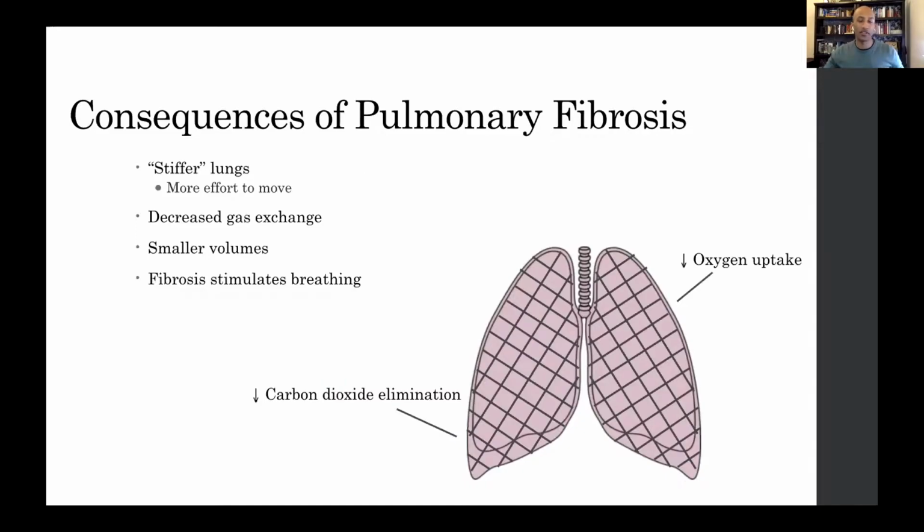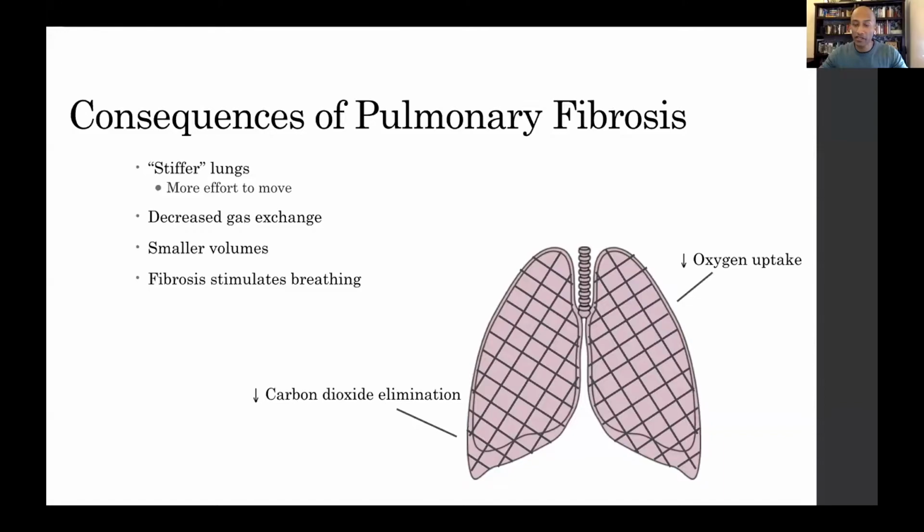So the consequences. If you think about these balloons, normally they're supposed to open and close nice and smoothly without too much effort. With pulmonary fibrosis, you're getting those lungs and those balloons being scarred down, so that you can almost think of it as a dry balloon. So with stiffer lungs, there's more effort to move them. So in order to open and close them, you have to work harder. You have to use your muscles more than you normally would.